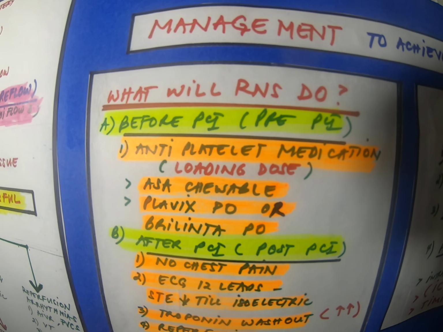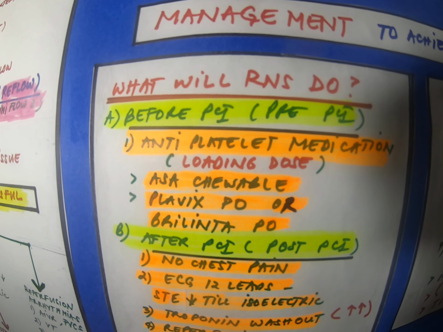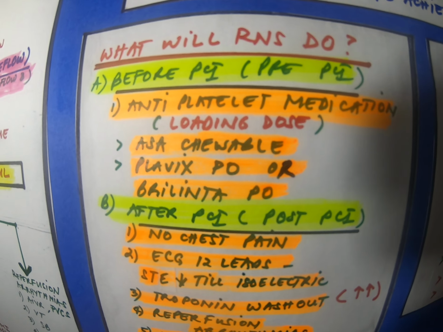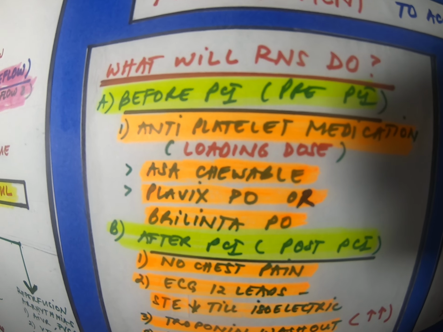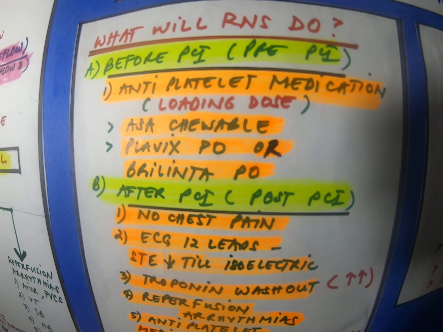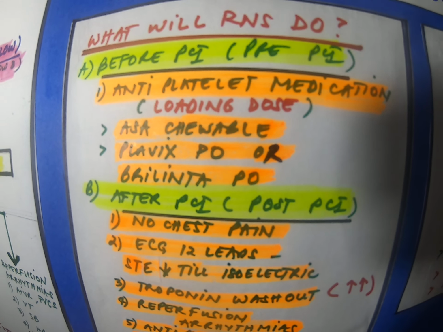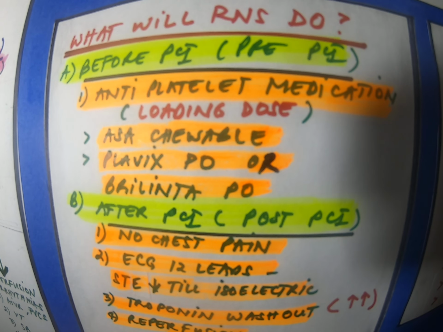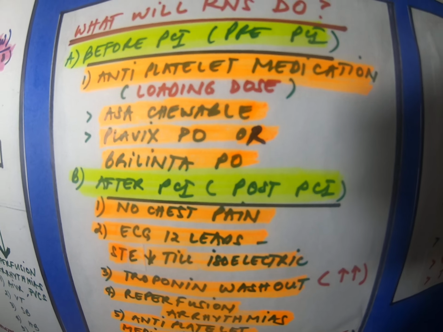We also have Plavix, if that is the choice of the doctor, and that will be a 300 or 600 milligram loading dose PO. And we also have Brilinta or Ticagrelor. The other name for Plavix is clopidogrel. For Brilinta or Ticagrelor, the loading dose will be 180 milligrams, if this is the choice of the cardiologist. And that is to be given all oral.